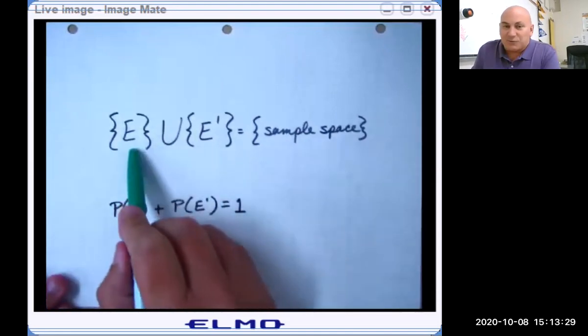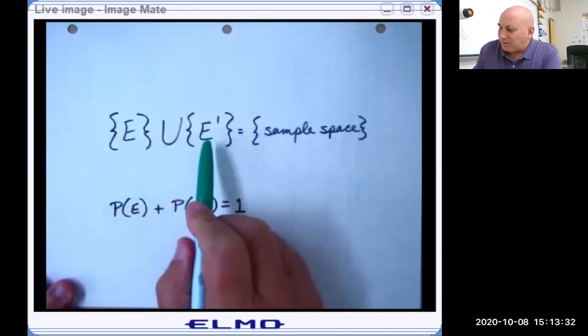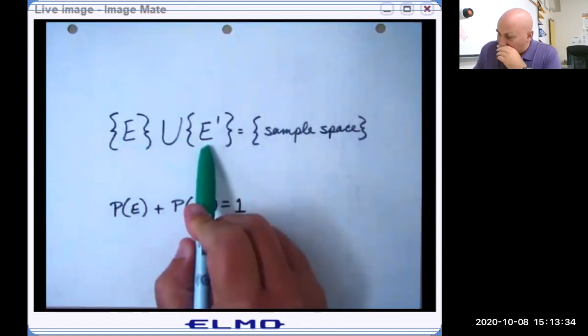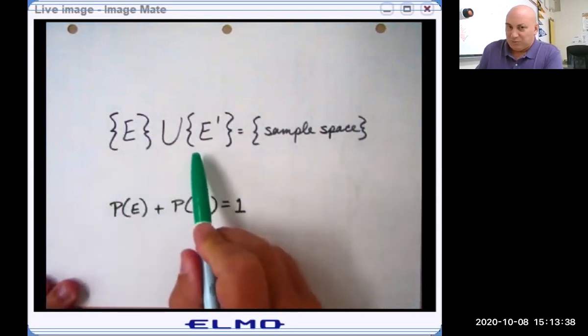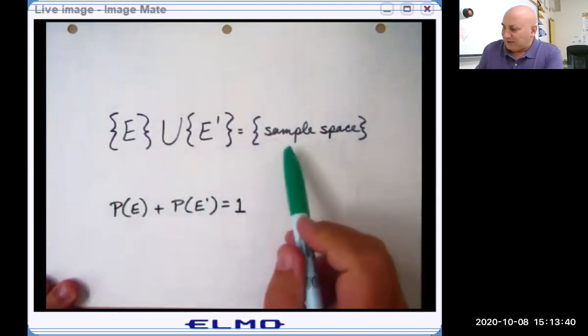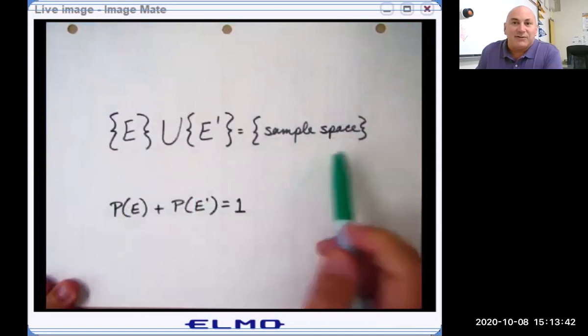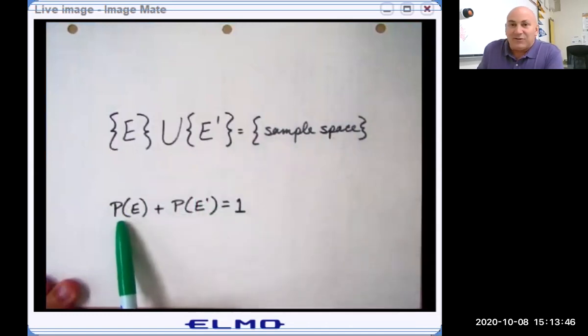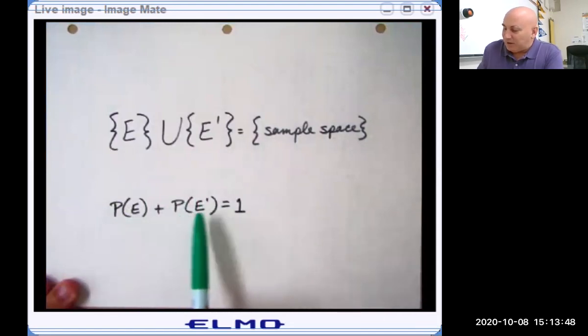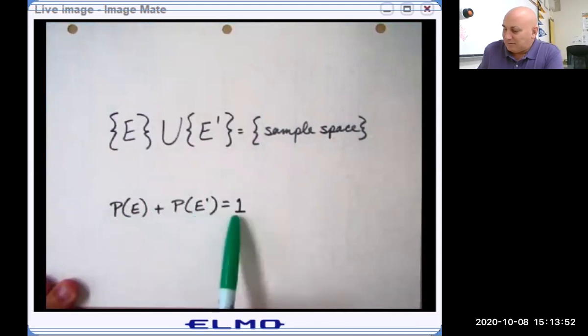So if E is rolling an even number and E prime is rolling an odd number, here you should get 2, 4, and 6. Here you should get 1, 3, and 5. And that is certainly the entire sample space for rolling a die. And the probability of event E plus the probability of everything except event E has got to be 1 because there's no other choice.